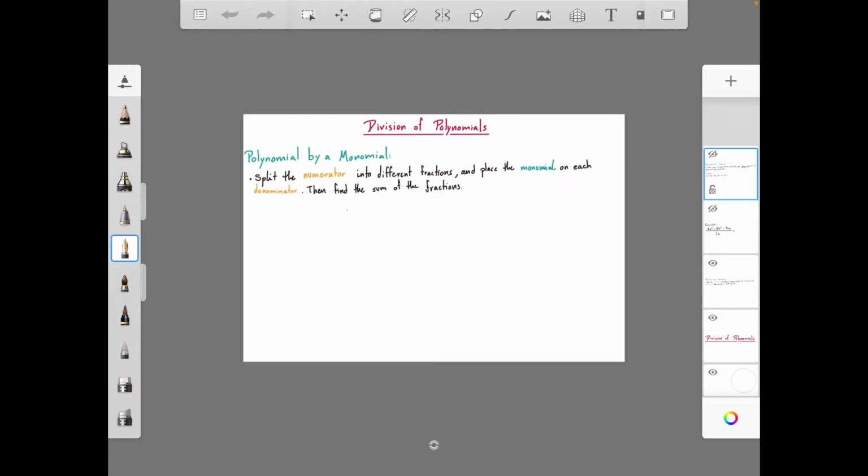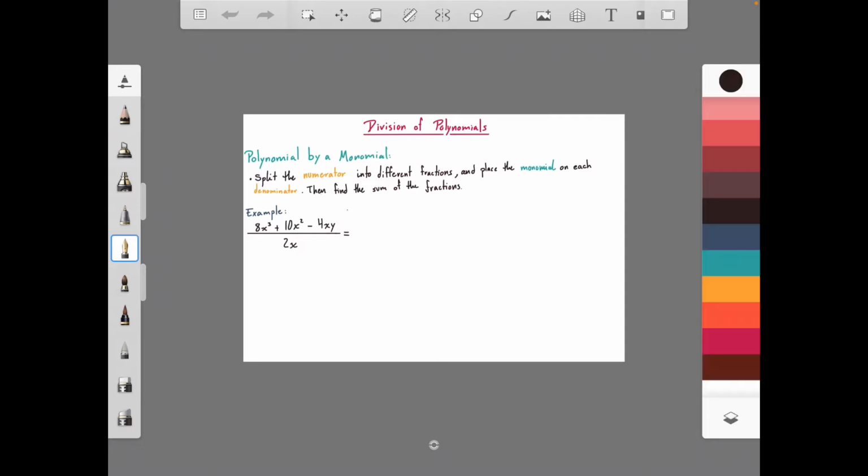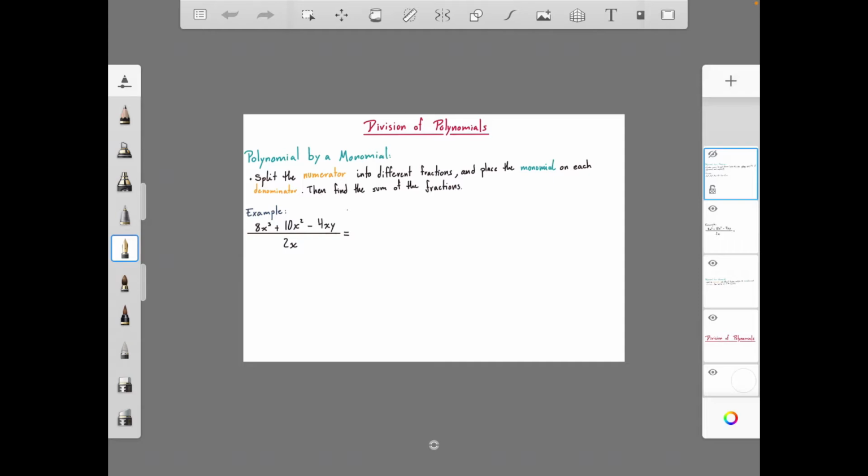What you want to do with this sort of exercise is to split the numerator into different fractions, so each term now becomes its own separate numerator, and place the monomial on each denominator, then find the sum of all the fractions. Okay, so I have an example for this one, which is 8x to the third power plus 10x squared minus 4xy divided by 2x. Now that we have that, we are going to solve this example.